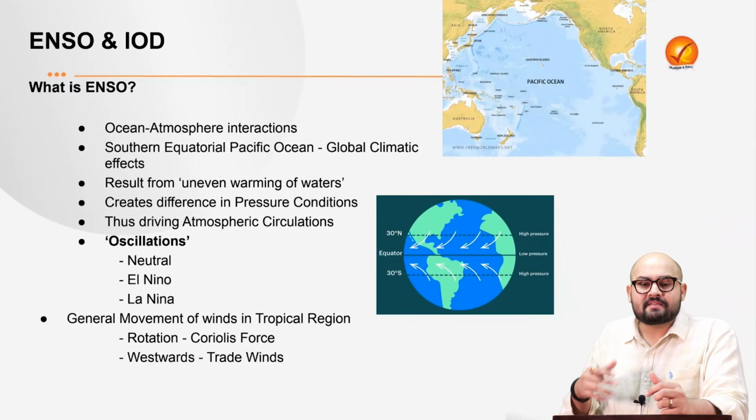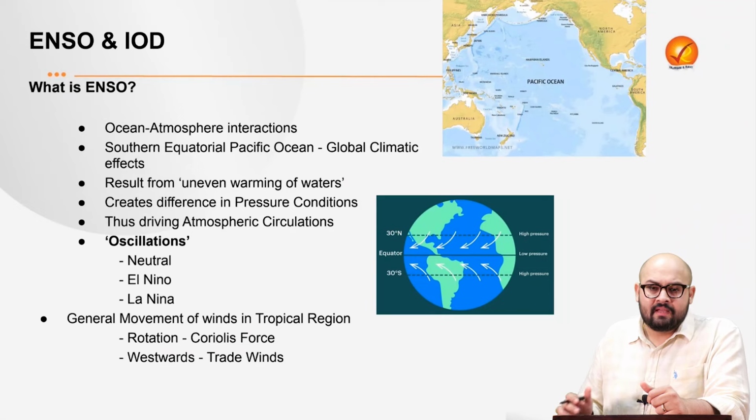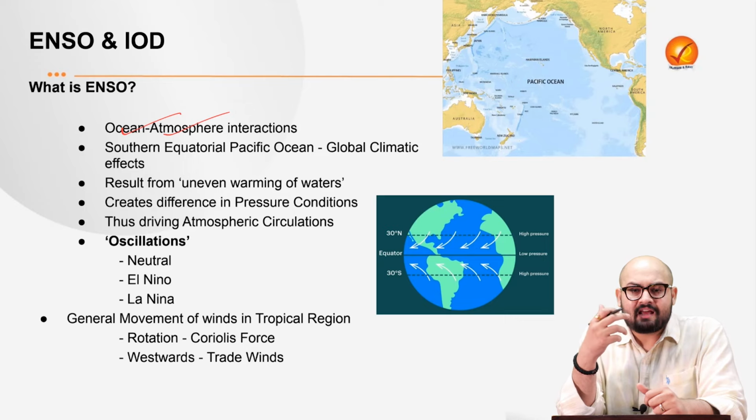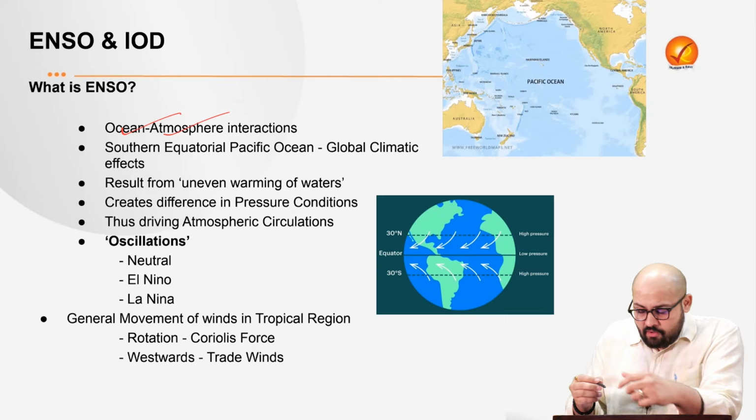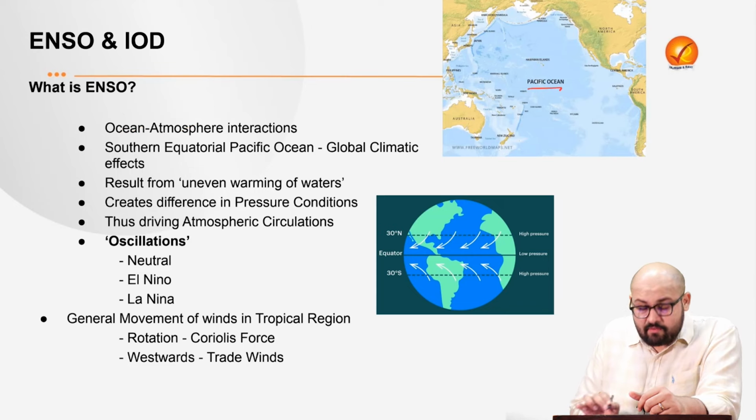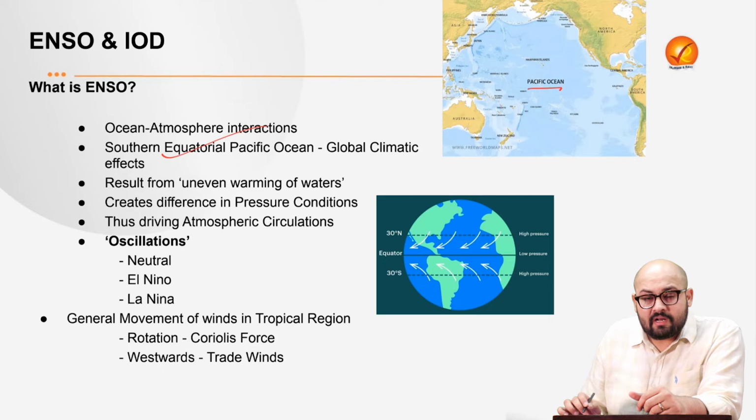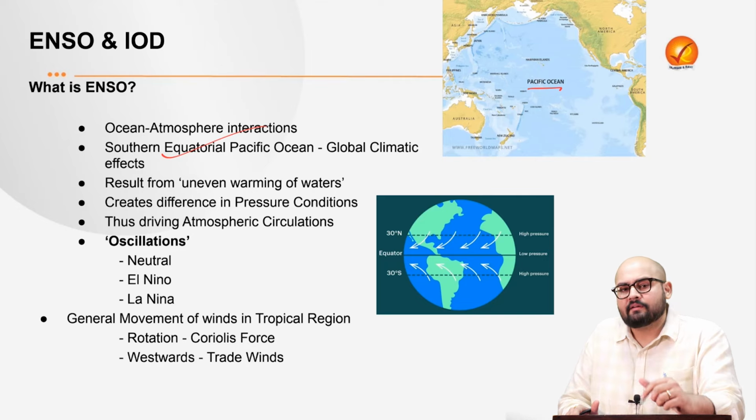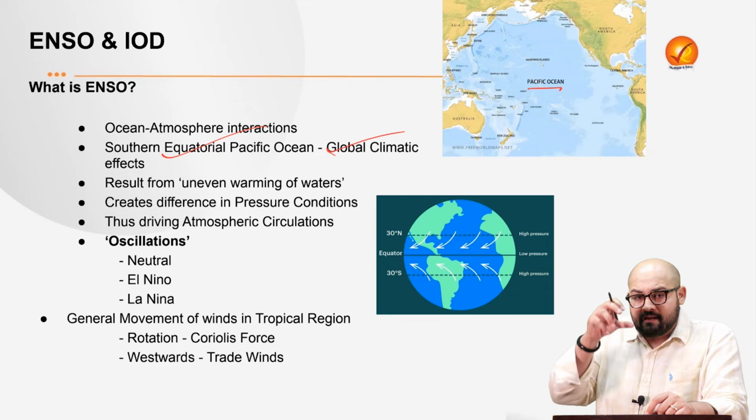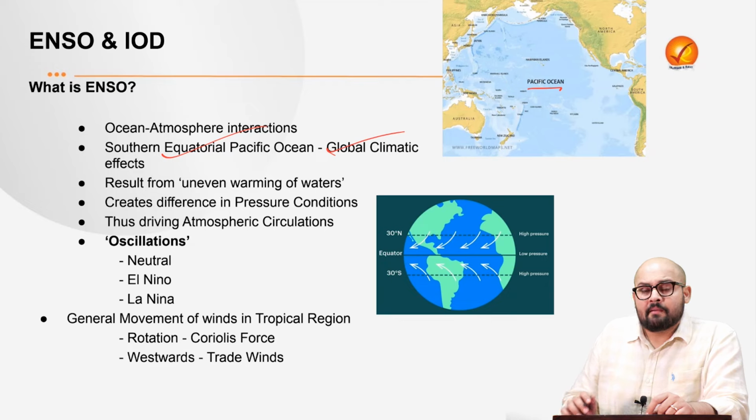See, these are climatic events which are a result of the interaction between the ocean and the atmosphere. So, ENSO is a result of interaction between the ocean and the atmosphere, right? Now, this event takes place at a specific location on the planet, and that is the Pacific Ocean, specifically the southern equatorial Pacific Ocean. Just below the equator, you have this phenomenon of ENSO which takes place. However, we need to keep in mind that it has global climatic effects. Though the process takes place at a particular location, that is in the equatorial Pacific Ocean, it has global ramifications.